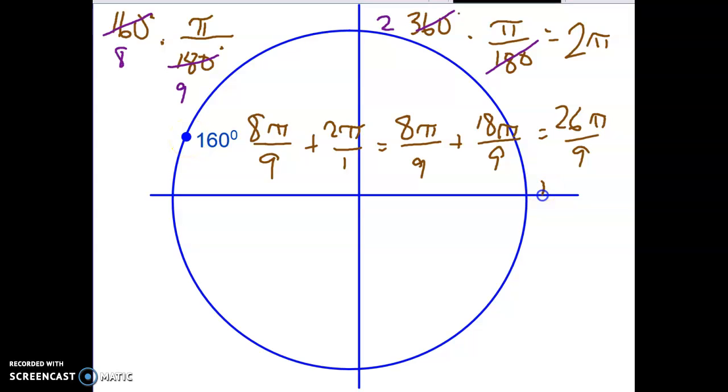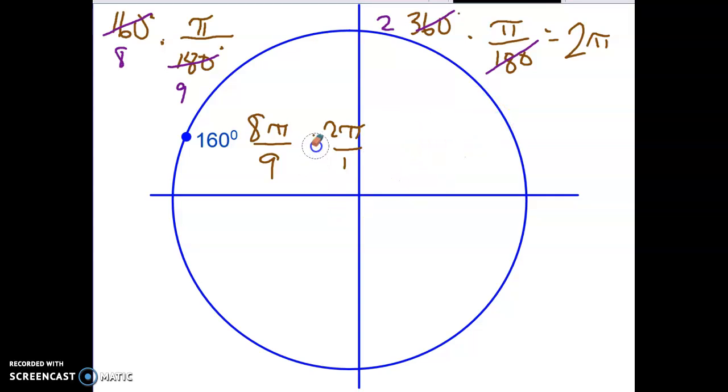And just like before, I can go around and around and around the circle as many times as I want. If I go around one more time, that's going to be 44 pi over 9. And I could do infinitely many going around and around and around the circle. Okay, but radians work just like degrees. I can go around the circle the opposite way and just use negative radians. Okay, so let's see what that's going to be. This time, instead of adding 2 pi, I'm going to subtract 2 pi.